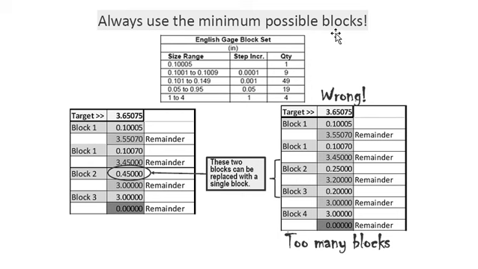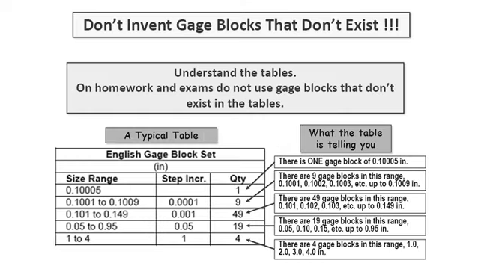Your rule, you're going to always use the minimum possible blocks, and that's better. Because if you have too many, okay, here we have a base and then 4, and here we have a base and then 3, so this is a better stack. And make sure you don't invent gauge blocks that don't exist. It's got to be what's in the box.